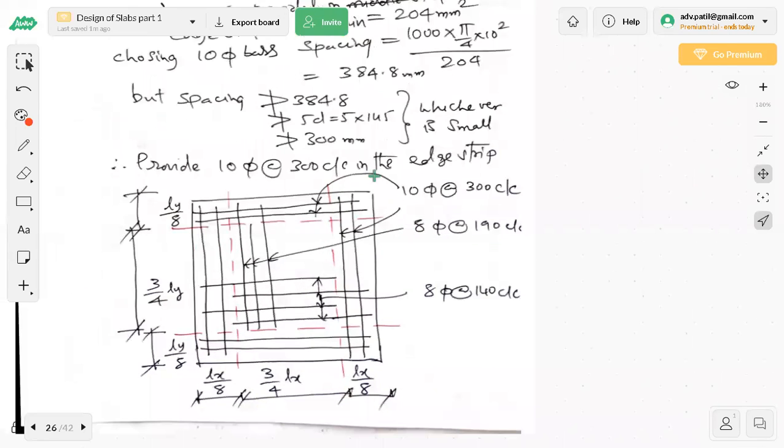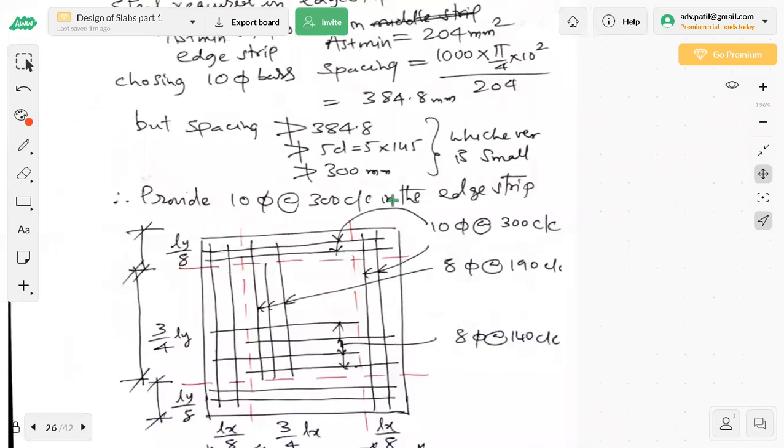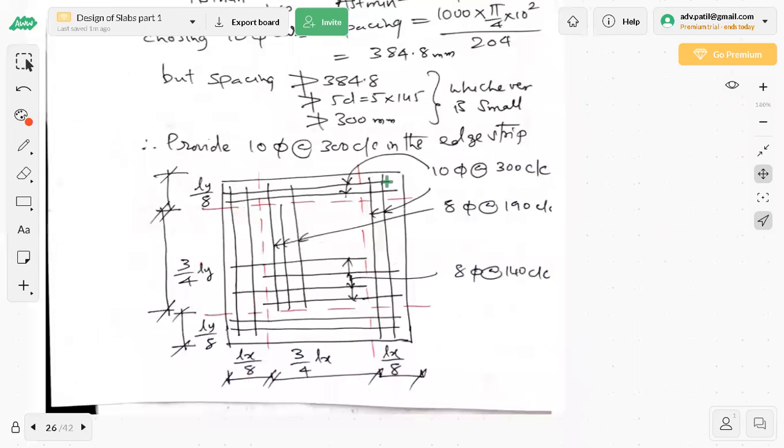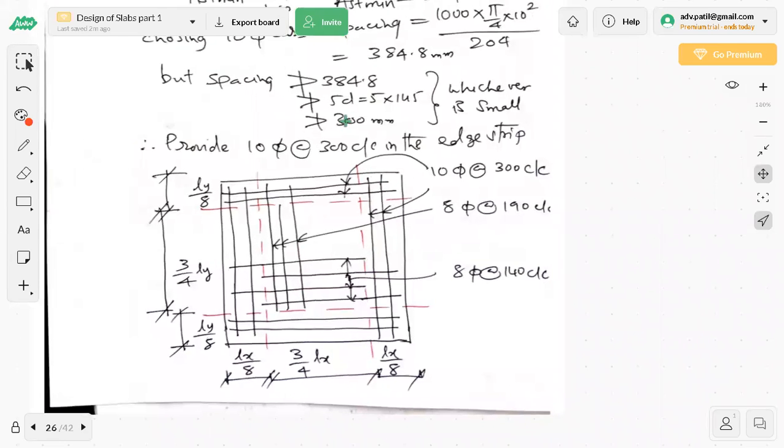So again you can see this. This is the end of your design. You know the diameter, you know the spacing, everything is done. So 70% of the design is over. Now, how to position the reinforcement, which is very important.